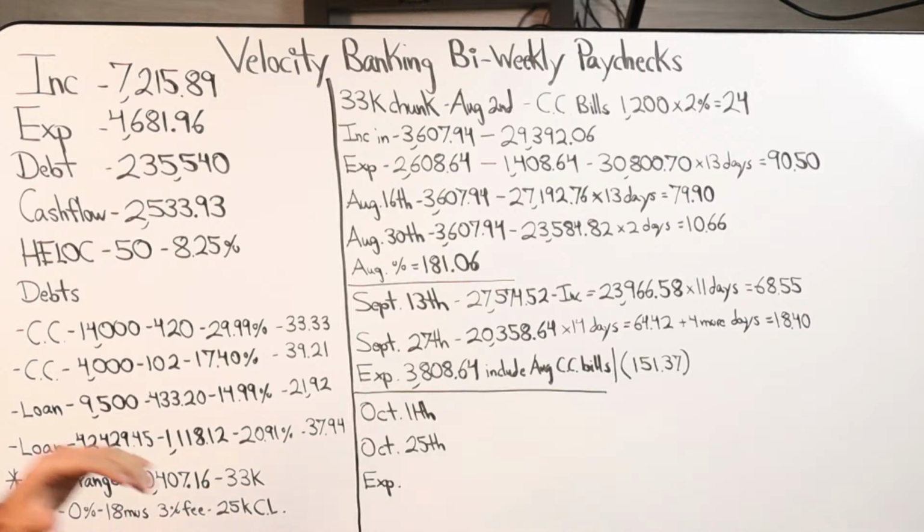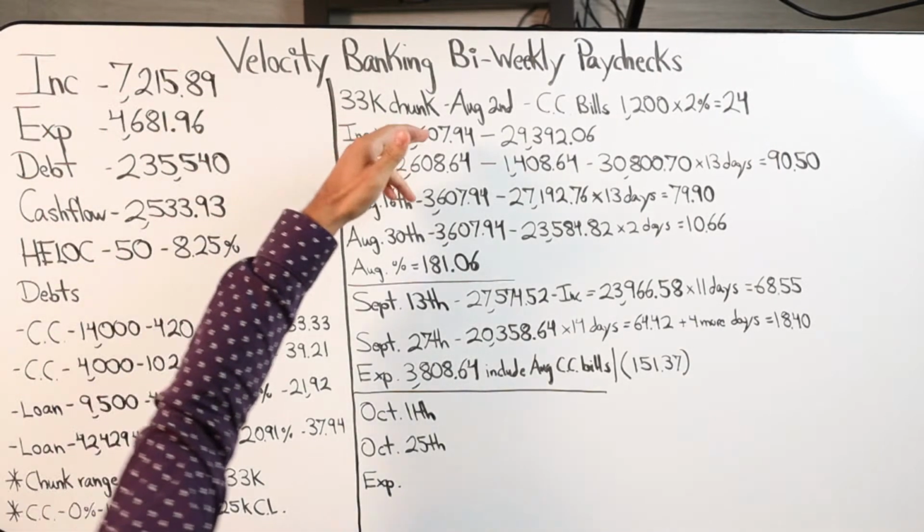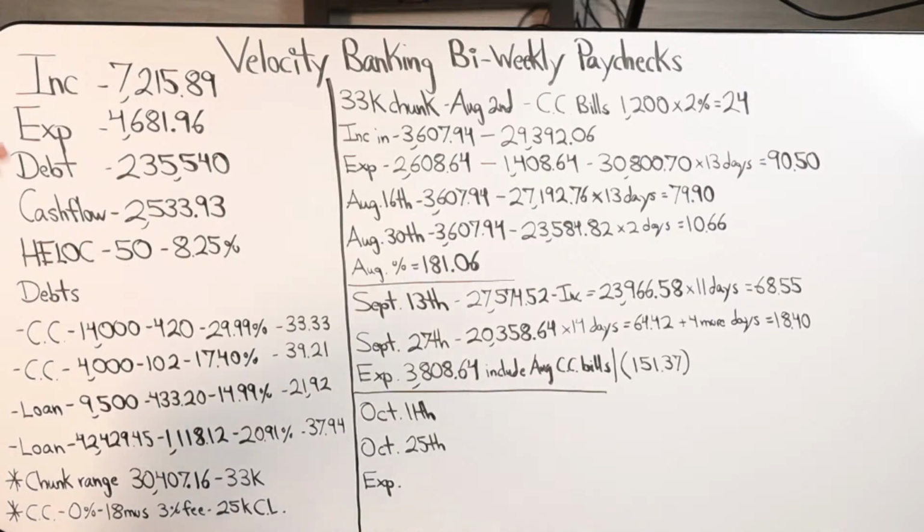Okay. So 4 major numbers on the board. We're dealing with $7,215.89 bi-weekly. That's broken down into $3,607.94 net paycheck. Okay. Total expenses are $4,681.96. We have a healthy cash flow out the gate. This is prior to even doing velocity banking.